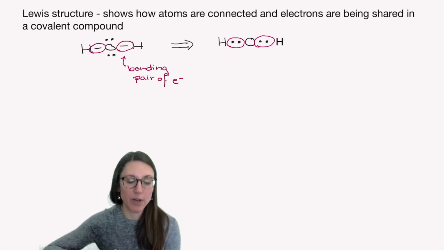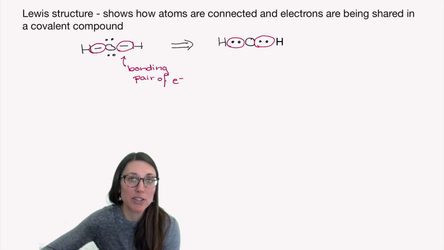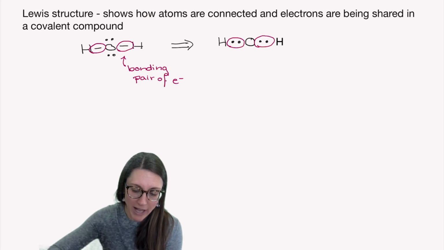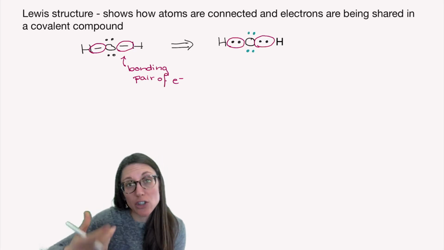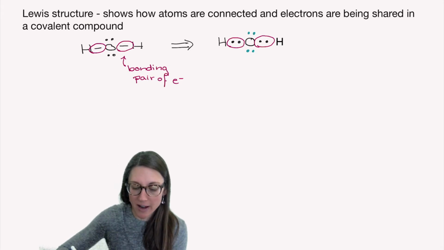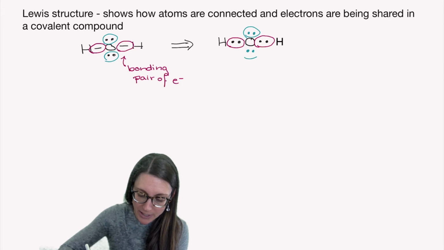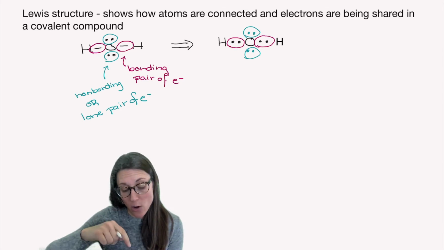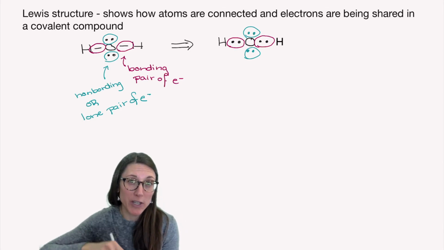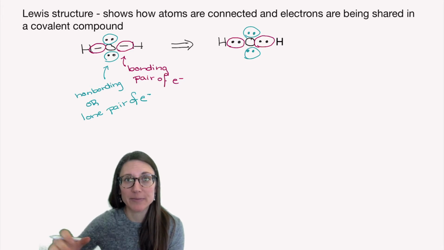But you'll also notice in my left-hand structure, I had some dots that were just hanging out on the oxygen, but not between any individual atoms. These electrons are localized just on that single atom, on that oxygen atom. And these we call our non-bonding pairs, or our lone pairs of electrons. We're going to find over time that there's a ton of information we can tease out of this Lewis structure, so you need to figure out how to draw these.